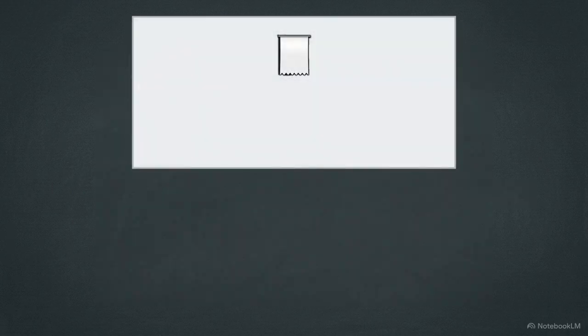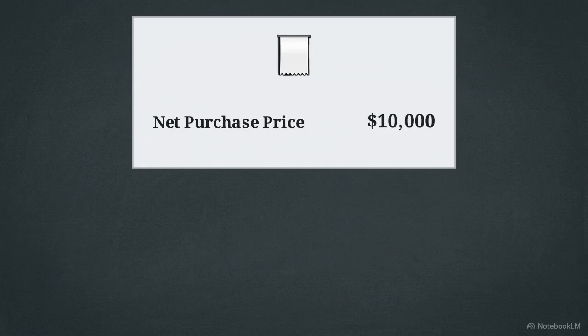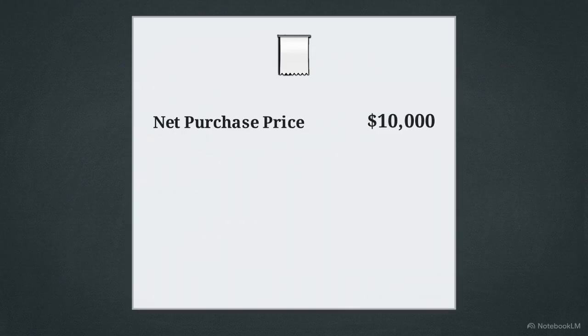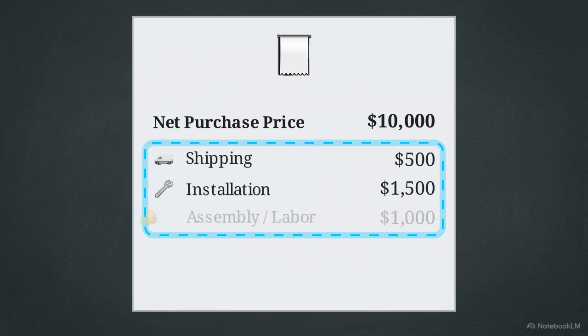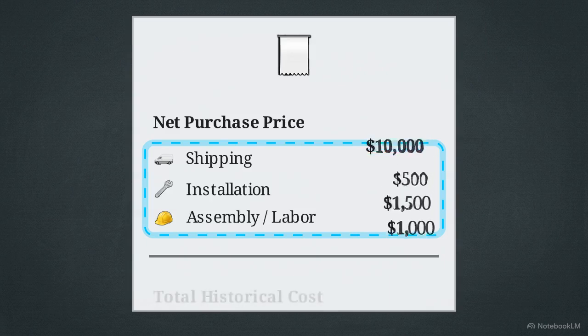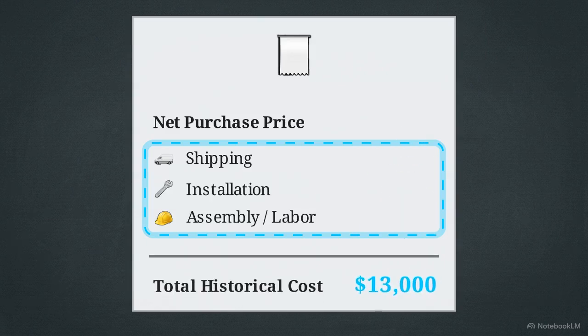cost. Historical cost is highly specific. It captures the net purchase price of the asset, plus every directly attributable cost required to bring that asset to its intended location and get it operational. If you pay for shipping, installation, or assembly, you add those dollars directly to the asset's capitalized cost.